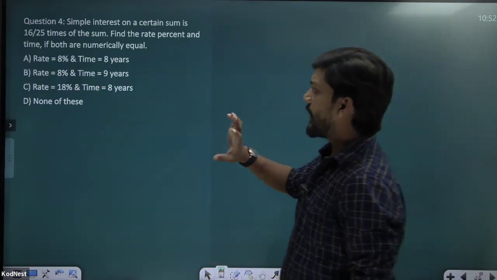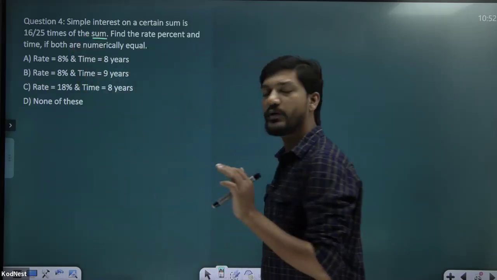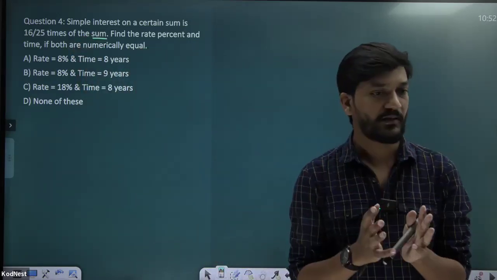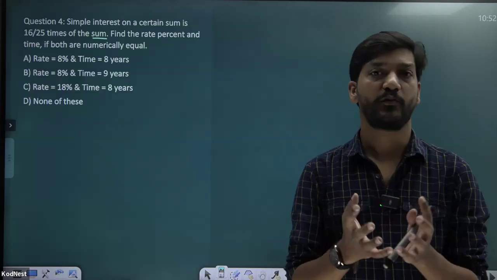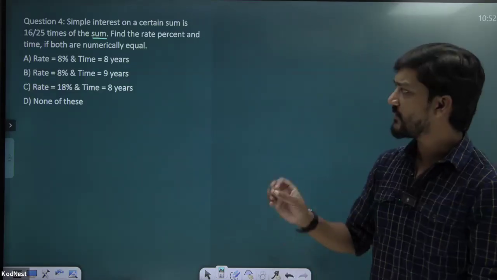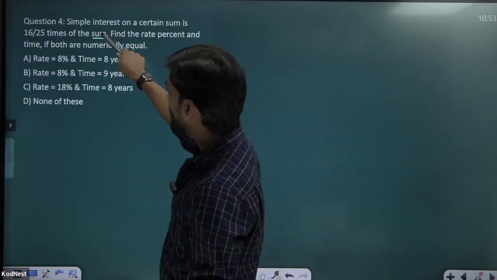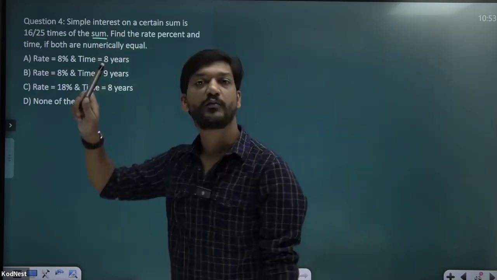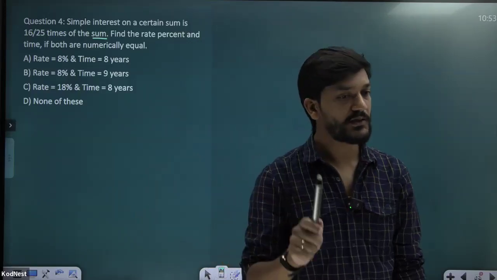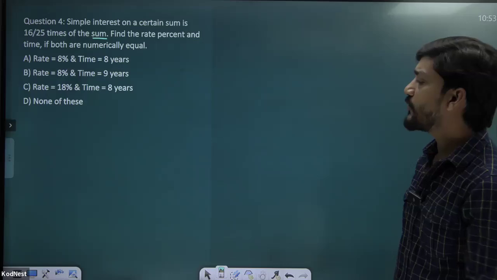Whenever it is not clear what is the meaning of sum, actually, sum means a sum of money. That means a group of money, or I can say amount also means the same thing. So whenever it is not clear what is the meaning of sum, that means sum of money, and sum of money you will assume as principal always. Okay. So here it is not clear.